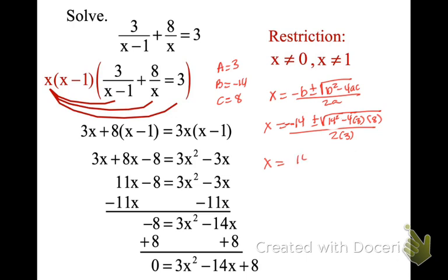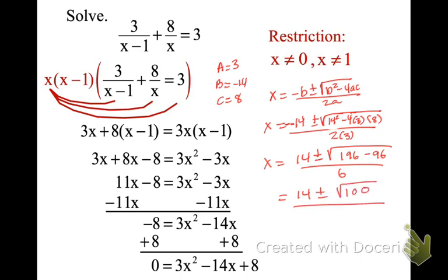So it's 14 plus or minus the square root of 196 minus 12 times 8, which is 96, all over 6. So that is 14 plus the square root of 100 all over 6. 14 plus 10 over 6, or 14 minus 10 over 6. So it's 24 over 6 is 4, and this would be 4 over 6 is 2/3.